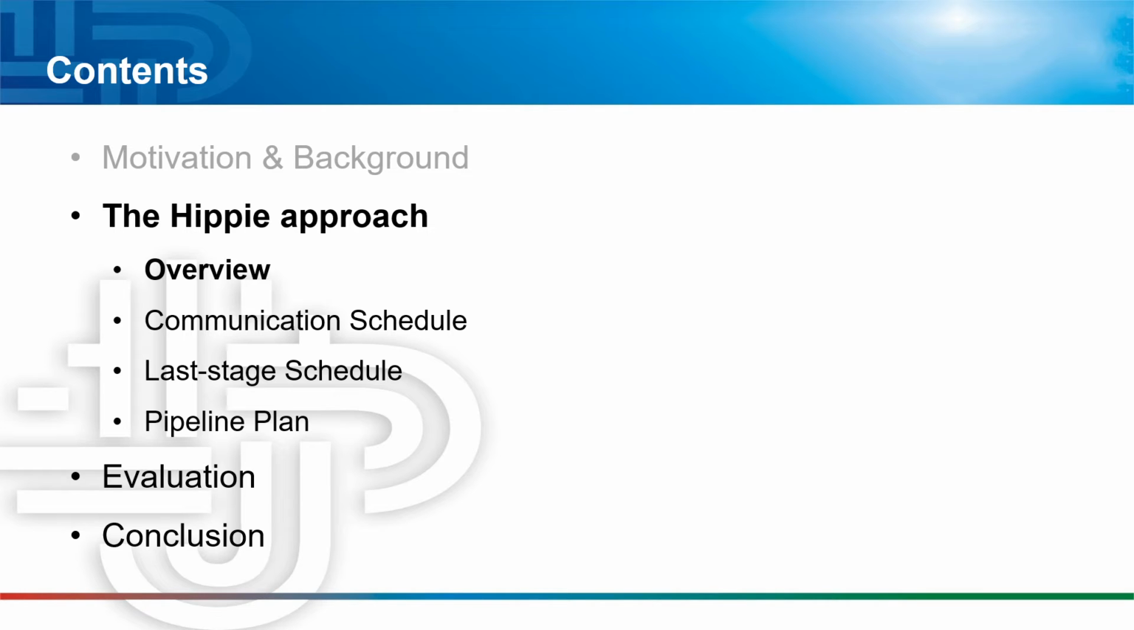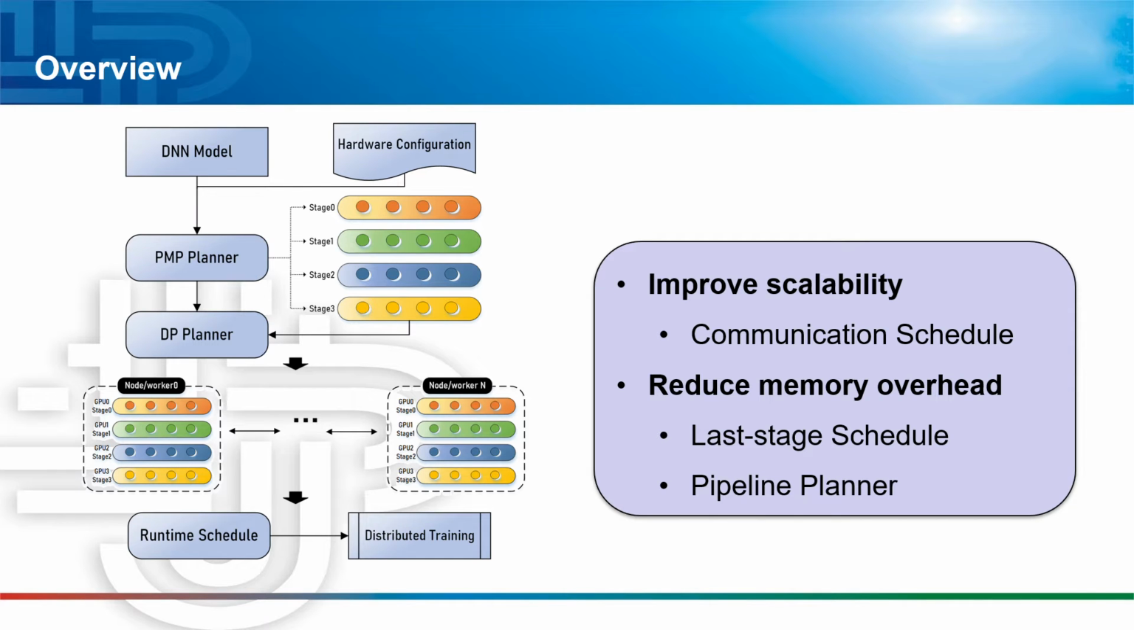Next, we will introduce our parallel training approach. We propose Hippie, a hybrid parallel training framework that integrates PMP and DP. The figure shows a high-level workflow of Hippie, which mainly consists of the planner and the runtime schedule. The runtime schedule includes the communication schedule and the last stage schedule.